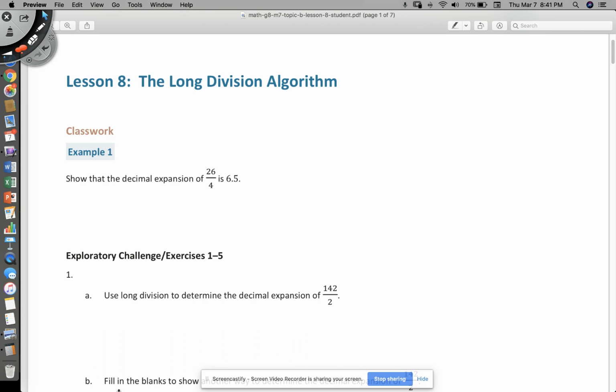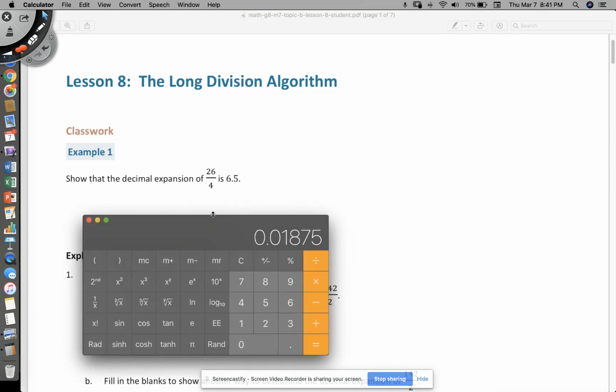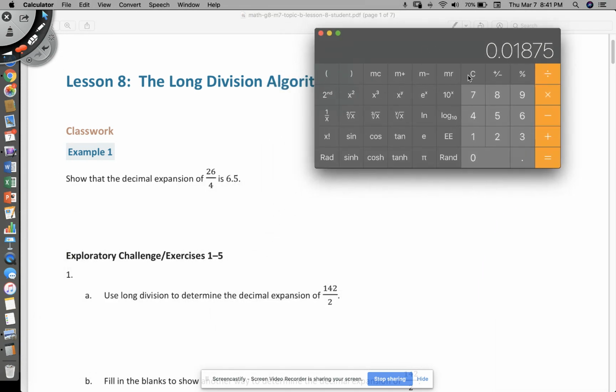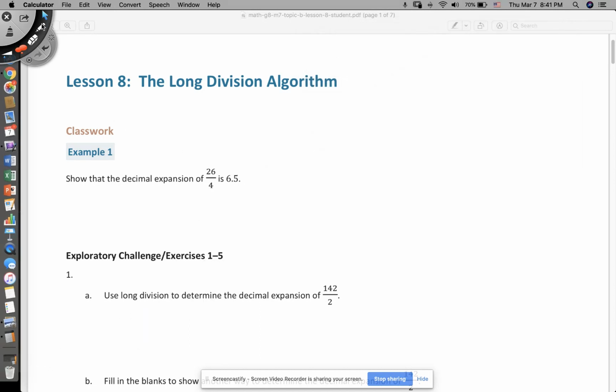All right, this video is for 8th grade, Module 7, Lesson 8 on long division algorithm. So we have to show the decimal expansion of 26 over 4 is 6.5, okay? The reason they're telling you what the answer is already is because we're going to break it down into an expanded form, but just to show you, 26 divided by 4 gives me that 6.5. So we know our answer is going to be 6.5, but we need to show the expansion of that.